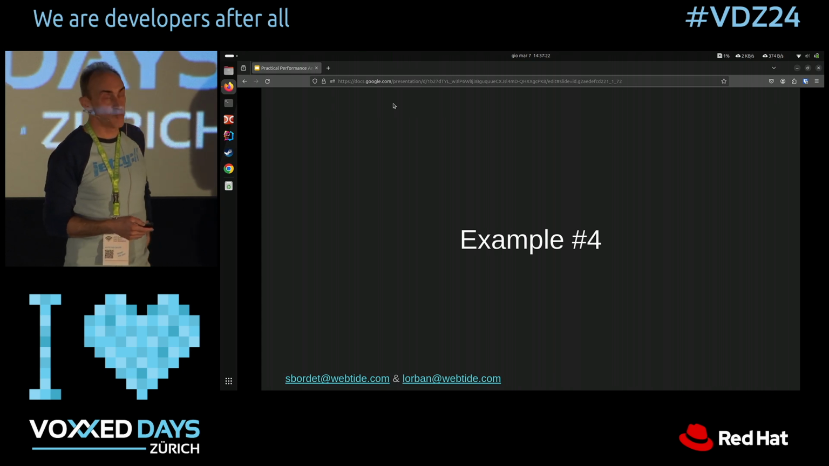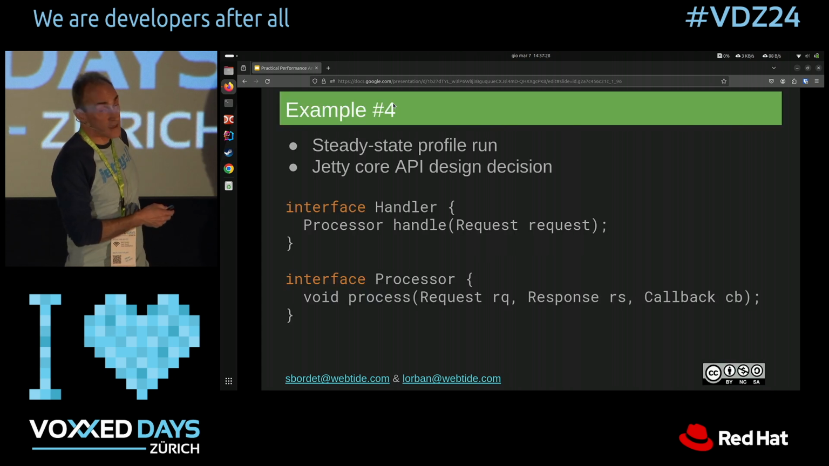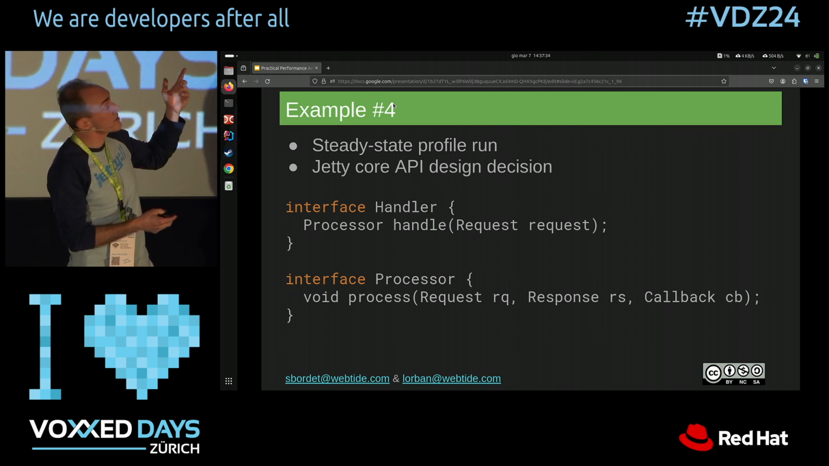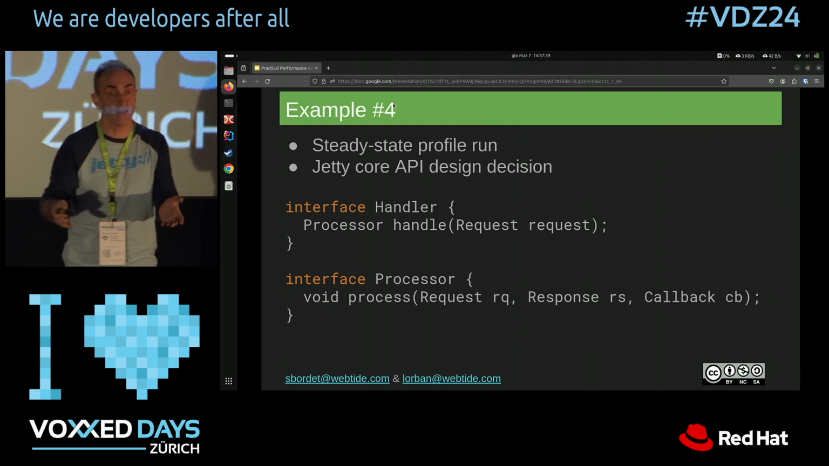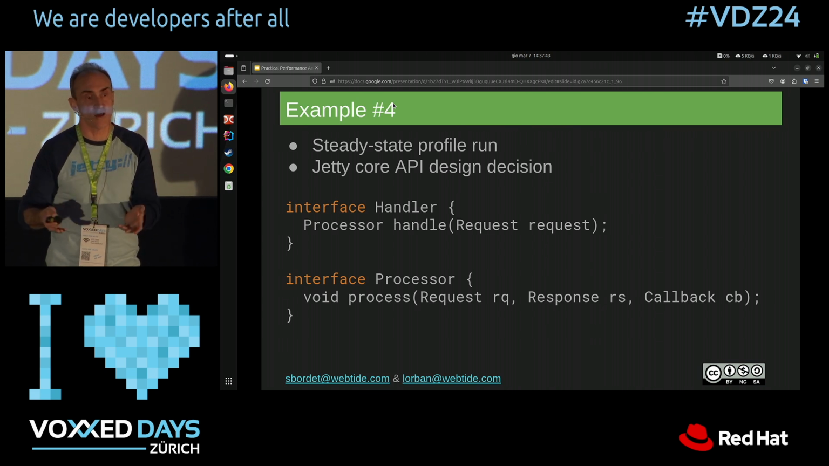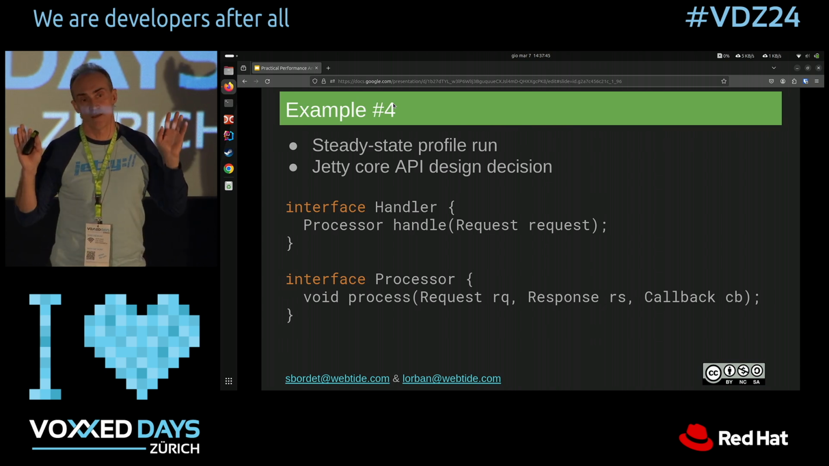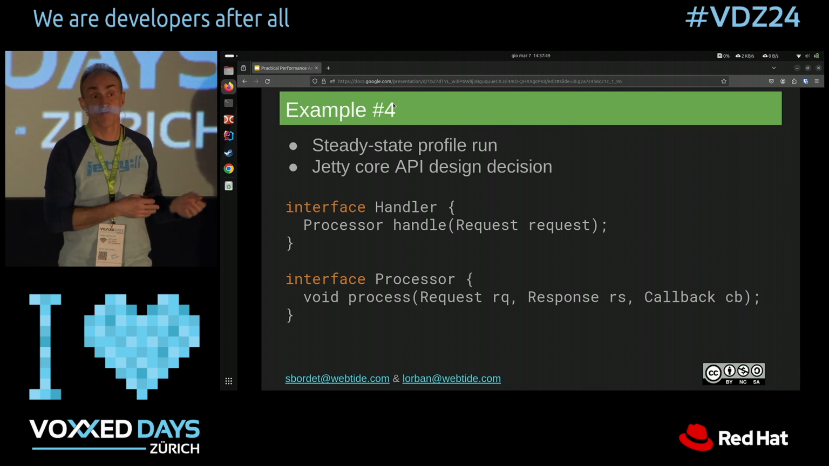This one is an example where we did a performance-driven design of APIs in Jetty. Really fast, we had this initial proposal where, as you can see, we had the handler class returning a processor. So we were asking the handler, can you handle this request? Is this request for you? If not, you return a null processor saying, it's not me, I don't know how to handle this request, and the Jetty engine will return a 404, right?